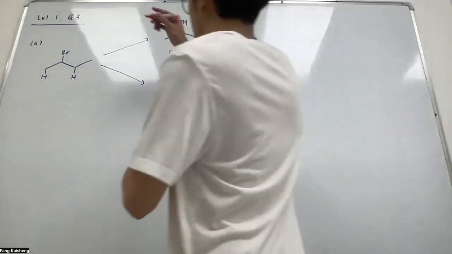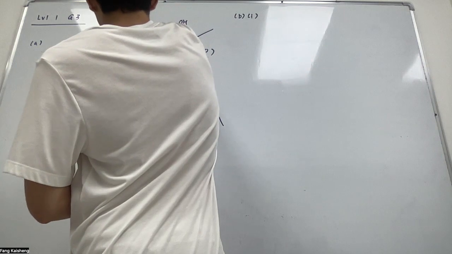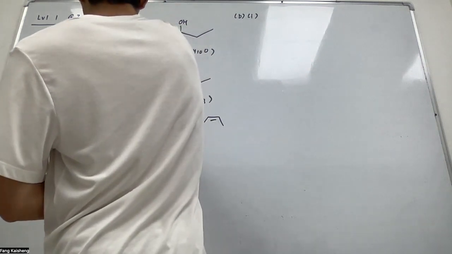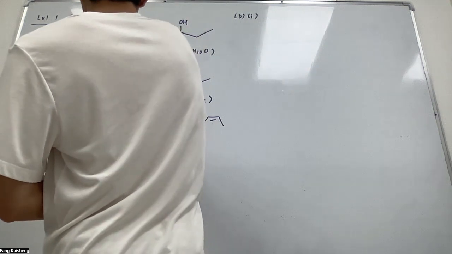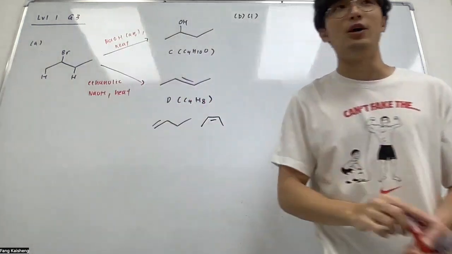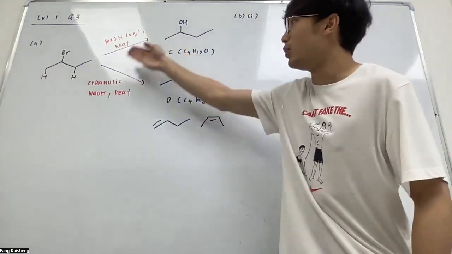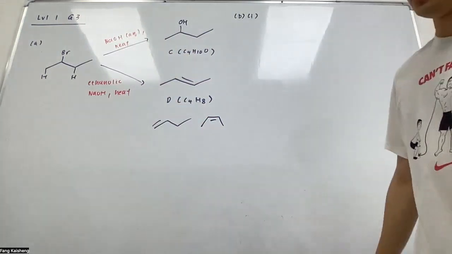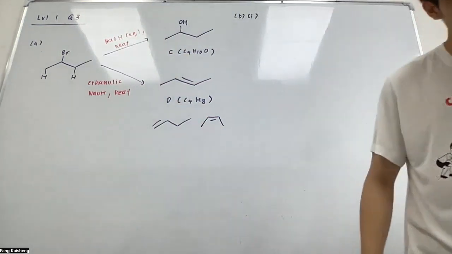Reagents and conditions, this one nothing for me to go through. NaOH and heat. Second one is ethanolic NaOH and heat. You notice it's just one solvent away. One uses water, the other uses ethanolic, and it changes the whole reaction. Next is the mechanism.